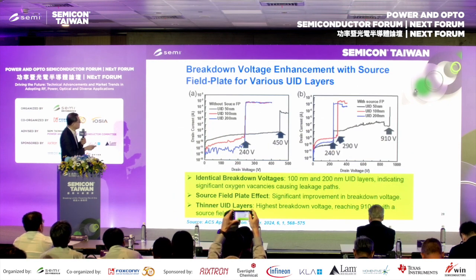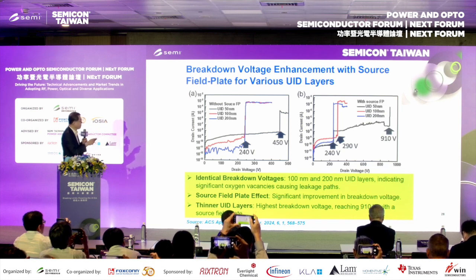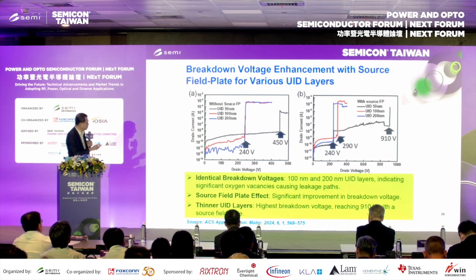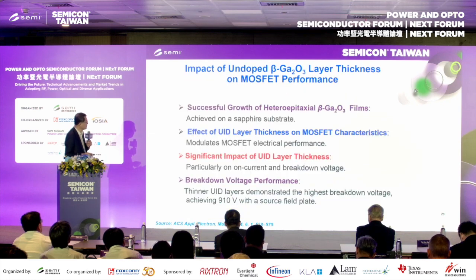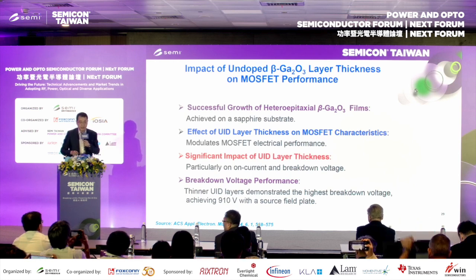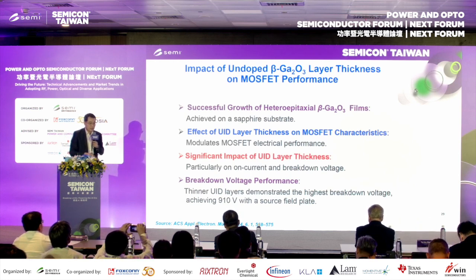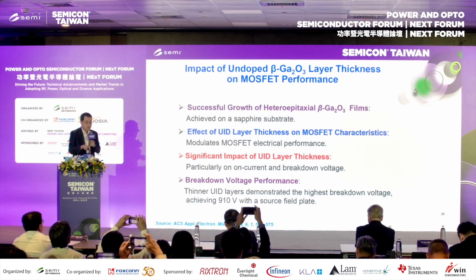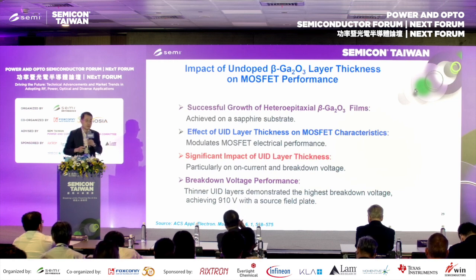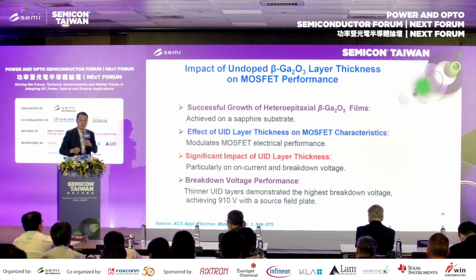And also this is the UID for the field plate and the breakdown voltage. The breakdown voltage is about 910 volts with the source field plate using this MOSFET structure. So we can see the impact of the voltage enhancement with the source field plate and the effects of the UID thickness on the MOSFET characteristics. If we control the UID thickness, we can modulate the MOSFET electrical performance, and also it will enhance the breakdown voltage performance.